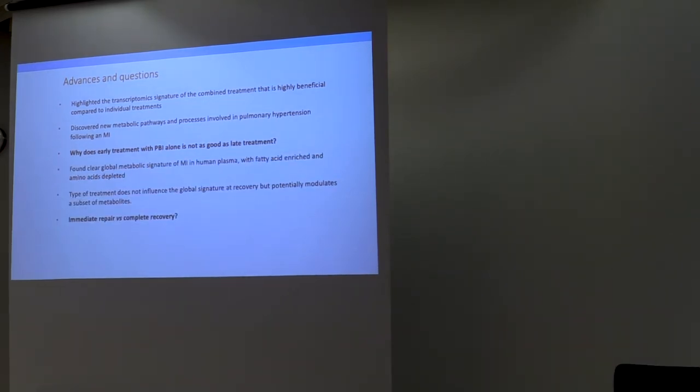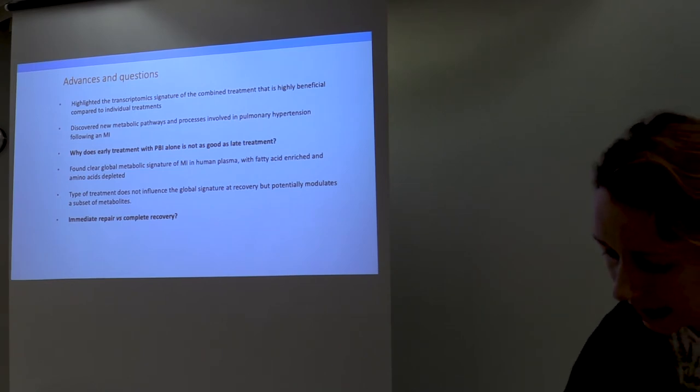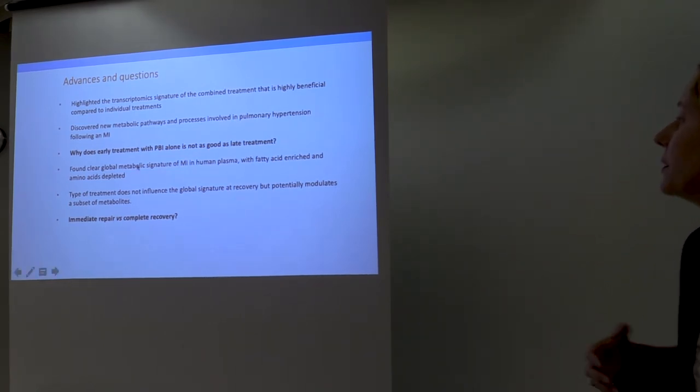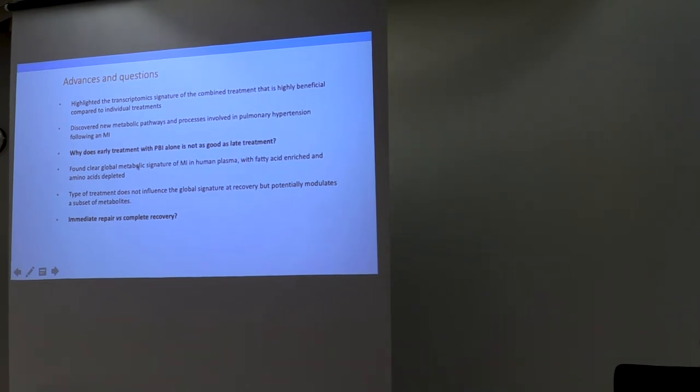For the metabolomics project, we found a clear global metabolic signature of MI in human plasma, with fatty acids enriched and amino acids depleted. I want to highlight here that both of these things have been seen in the literature. Some papers have reported some fatty acids to be increased. Others have reported some amino acids to be depleted. But what we have in this study is a global signature, and both of these things at the same time in the same patients. The type of treatment does not seem to influence the global signature at recovery. So for some people it's good news, for others it's not.